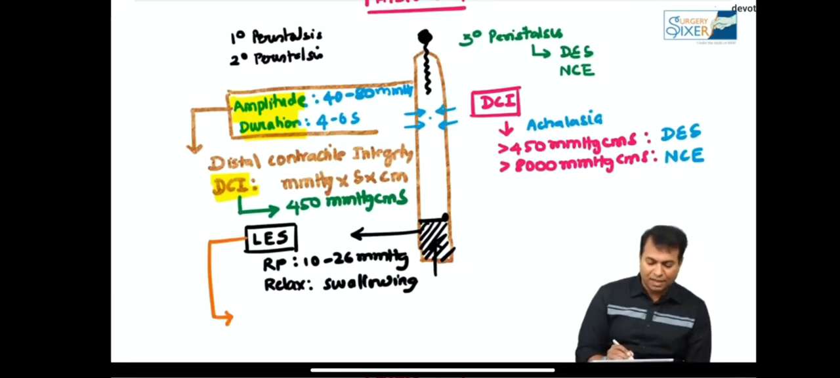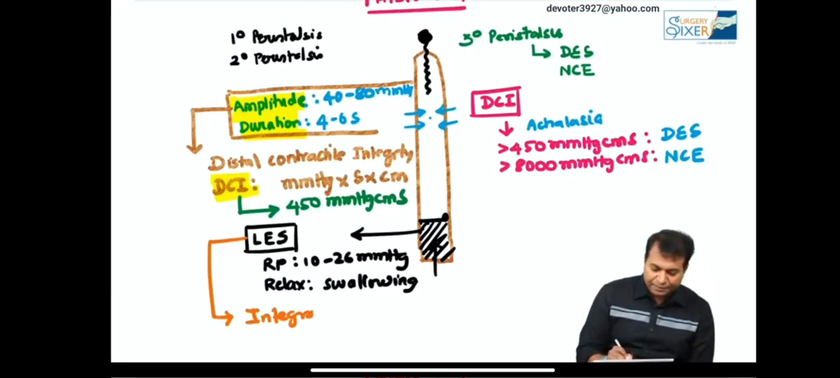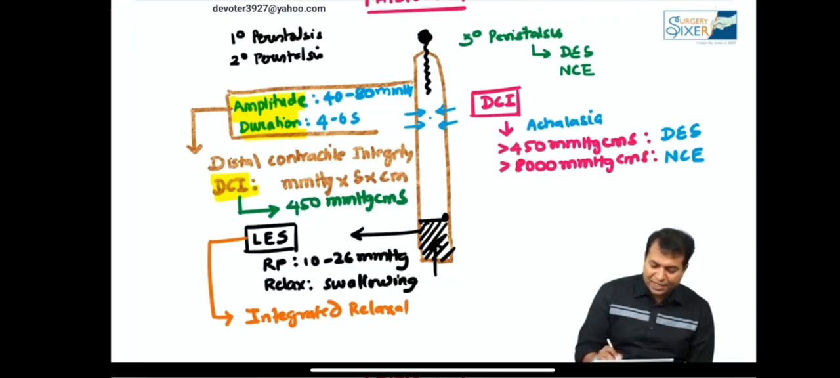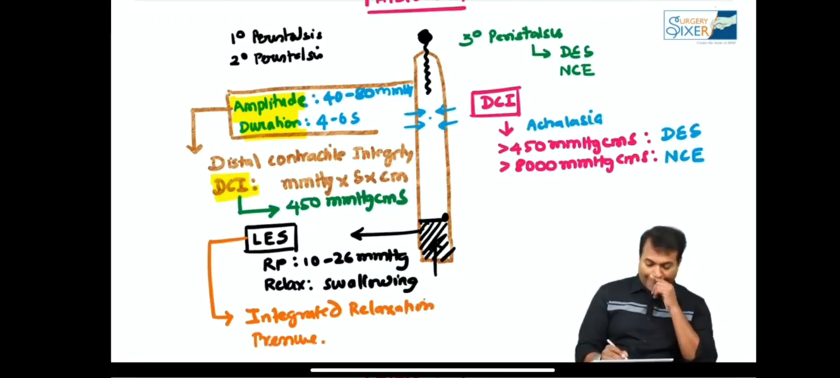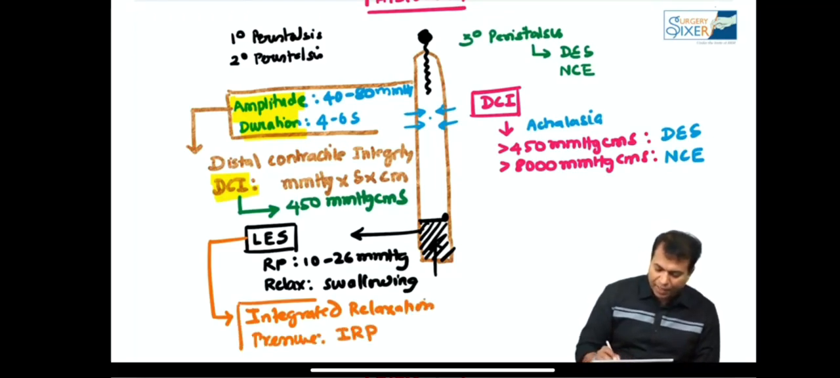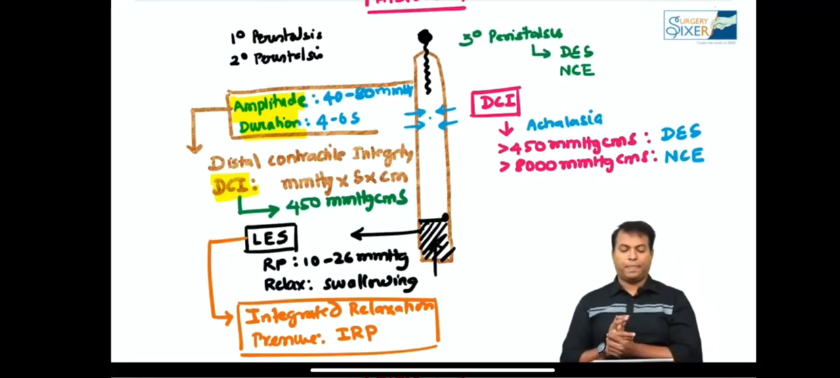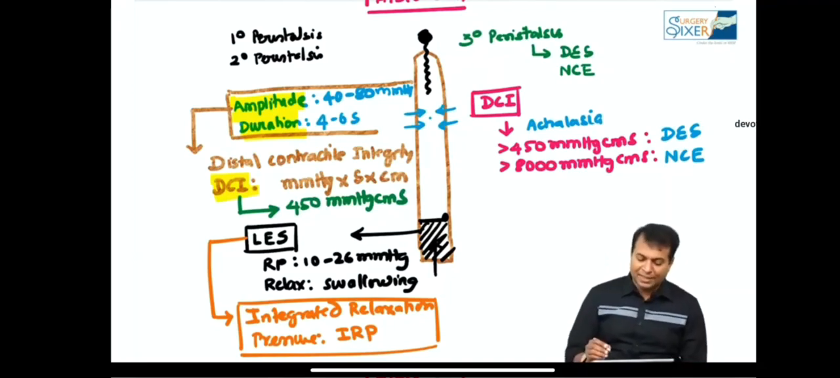LES relaxation and resting pressure together is given a word known as integrated relaxation pressure, known as IRP. IRP is the integrated relaxation pressure. Please don't forget, the resting pressure is 10 to 26 millimeters mercury. As you swallow, it relaxes. Integrated relaxation pressure is the pressure given.